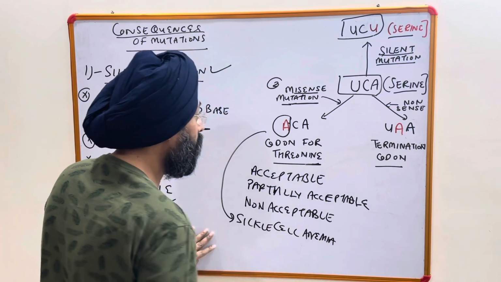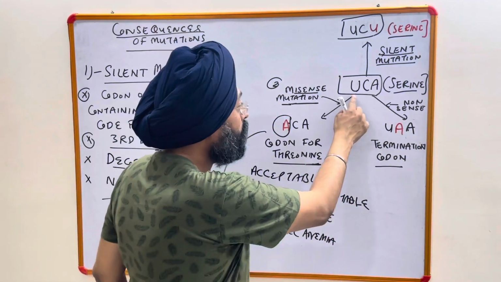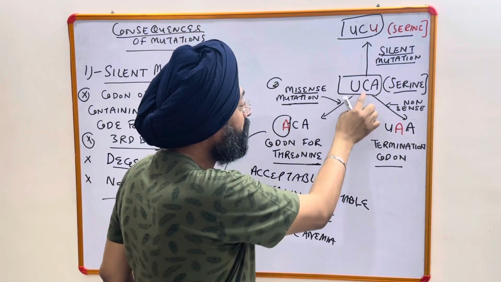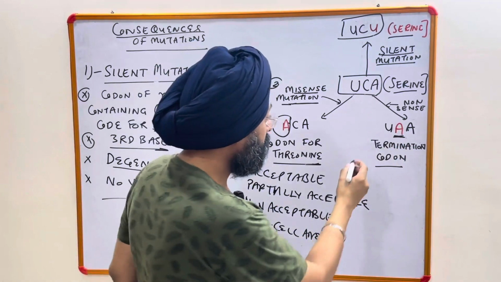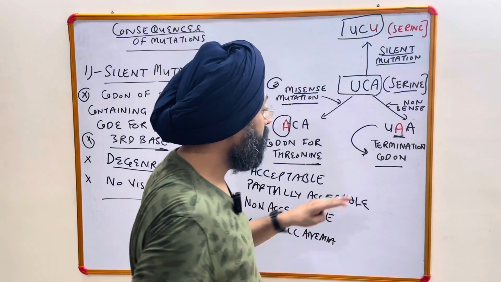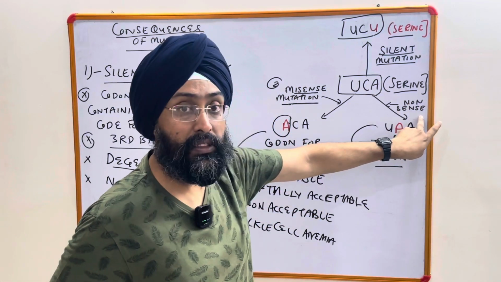And now coming on to the third, that is nonsense mutation. In this case, you have UCA and the middle one, C, is replaced with A, right? So UAA is the termination codon, right? So it will stop the replication, and this comes under nonsense mutation, right?